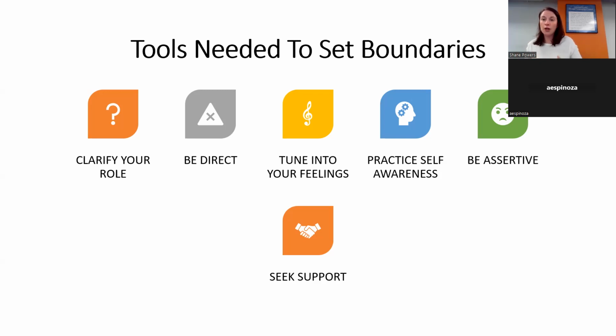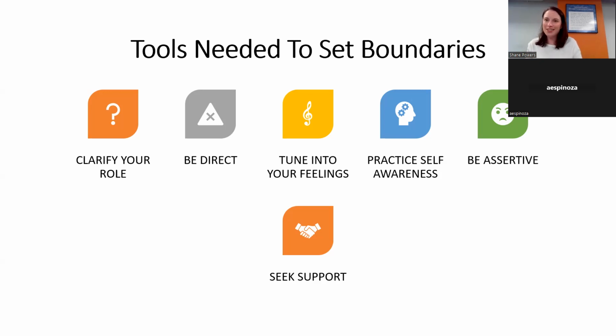And so, the older adult might not understand that you're saying no to that. They may think you don't understand the request. They may think that there's other areas that you can assist with related to the request. So be assertive, be direct.